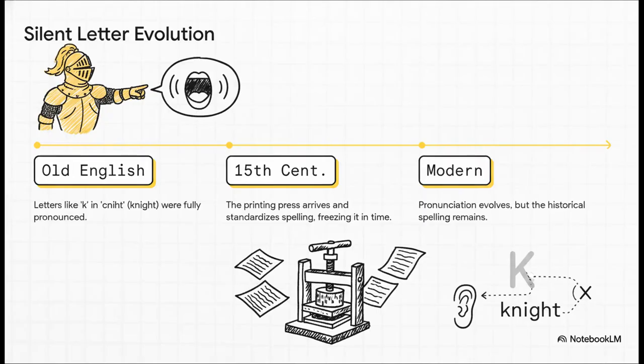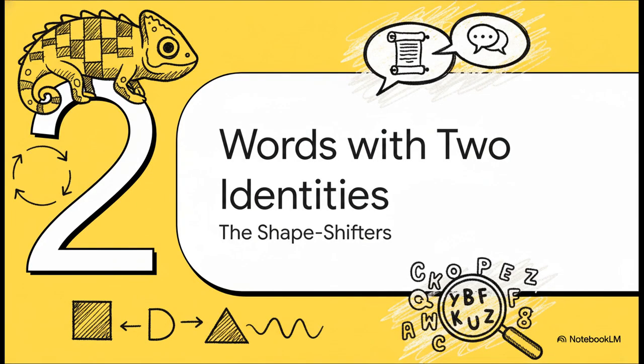So where in the world did these ghosts come from? Well, hundreds of years ago, back in Old English, people actually said these letters out loud. That K in knight, which became night, wasn't silent at all. But then the printing press came along in the 15th century and basically locked in all the spellings. So as our accents changed and our speech softened over the centuries, the pronunciation changed, but the spelling, it was already set in stone.